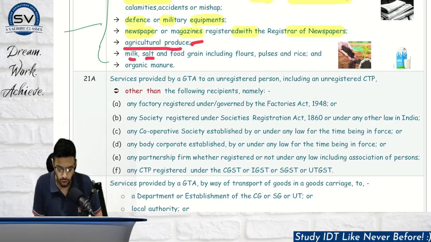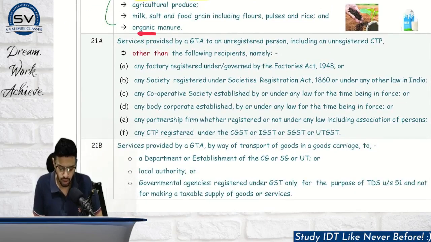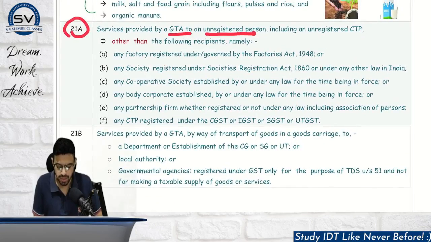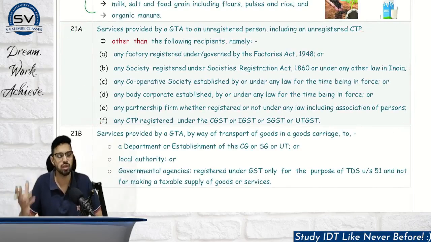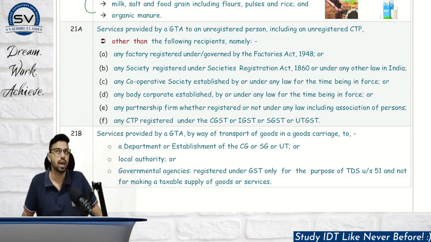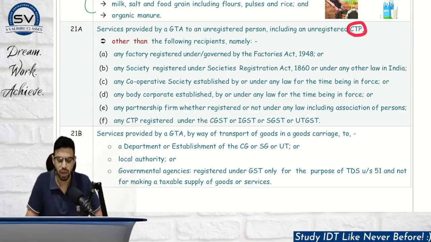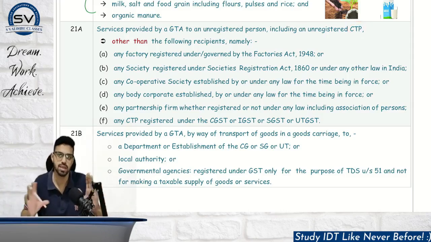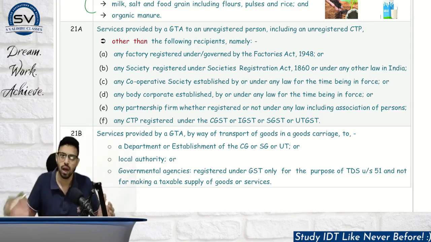Agriculture produce, milk, salt, food grain, flour, pulses, rice. These are day-to-day items, so we are trying to reduce the cost. Organic manure. Okay. Now 21A, services by GTA to unregistered person, including unregistered CTP, except all the registered other factories, cooperative societies, firms, companies. We studied this in our RCM provision also, where we concluded that services by GTA to an unregistered person or unregistered casual taxable person. CTP is what? He is taking registration temporarily. He is not actually registered in that state. So in these two cases, GST is exempt. If GST is not exempt, RCM applies.